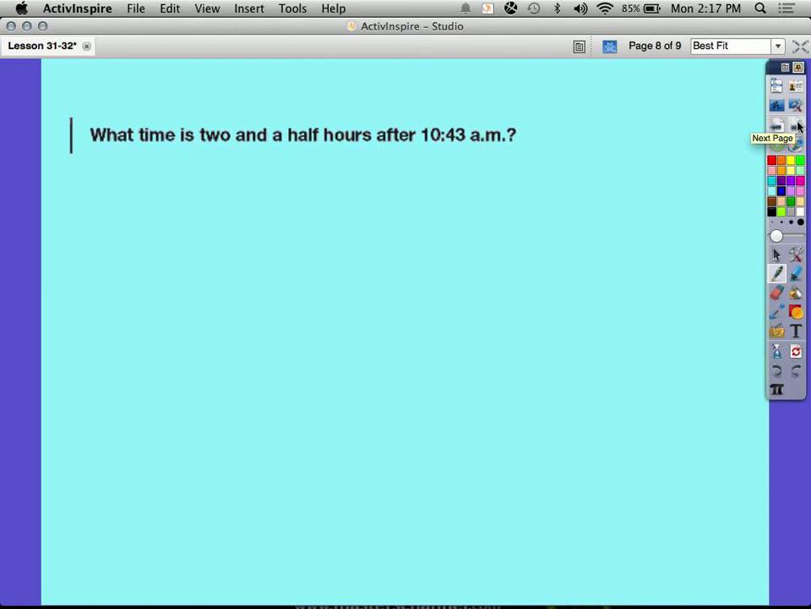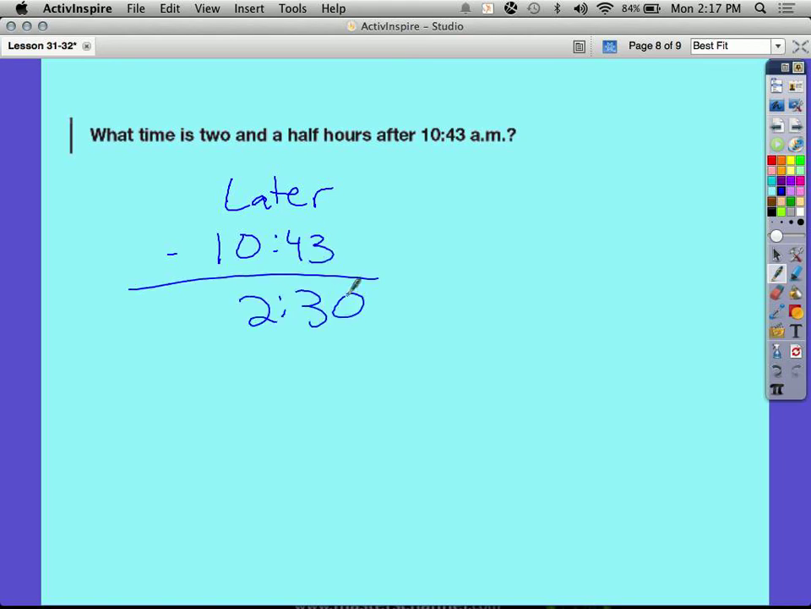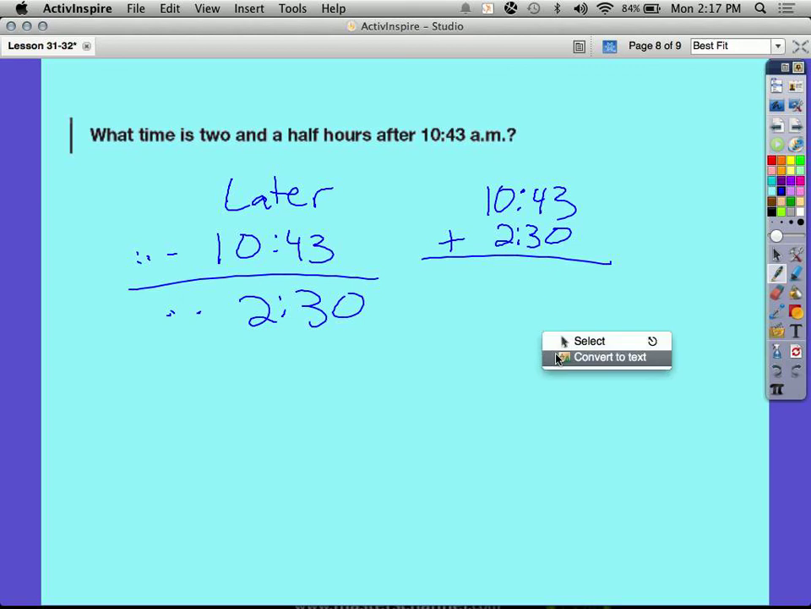What time is 2.5 hours after 10:43 a.m.? Okay, well my later minus earlier is going to equal the difference. I don't know the later. That's what I'm looking for. Minus 10:43 is going to equal 2.5 hours, or 2 hours and 30 minutes. So now what I'm going to need to do is, since this is my unknown, I should know by now that I can add these two numbers, and that should give me my answer. Okay?